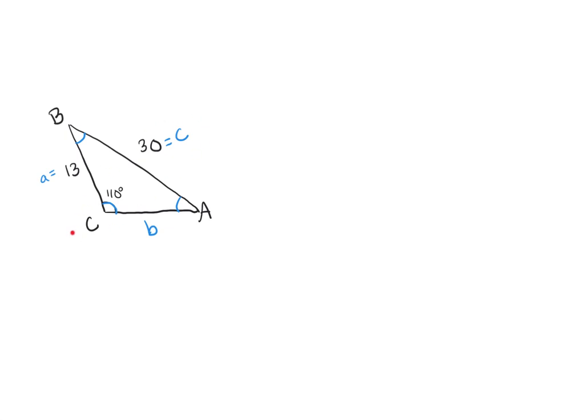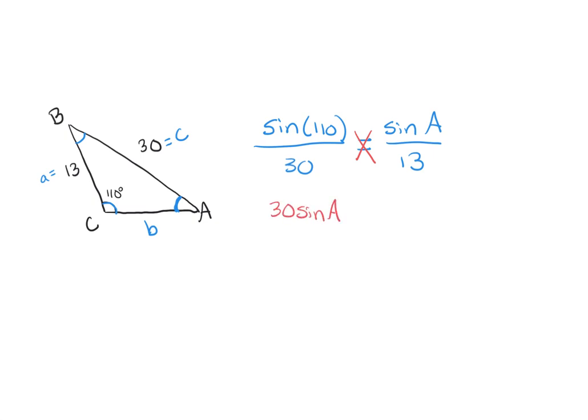So because I have both angle C and side length c, I'm going to set up that fraction with the law of sines. So sine of 110 over 30 equals, let's find angle A first, sine of angle A over the side length, 13. And just like the last example, we're going to cross multiply. So 30 sine A equals 13 sine of 110. And then we're dividing by 30.